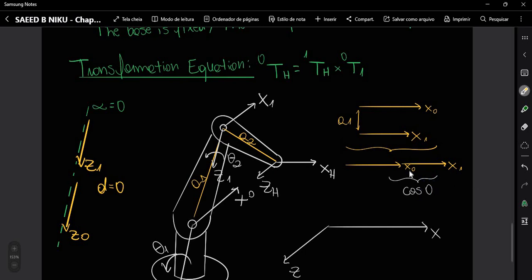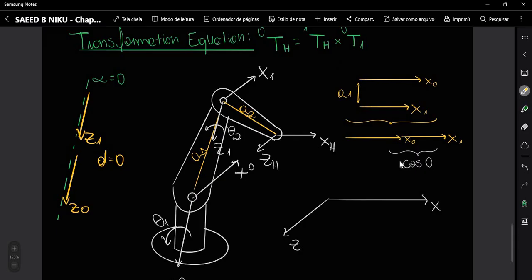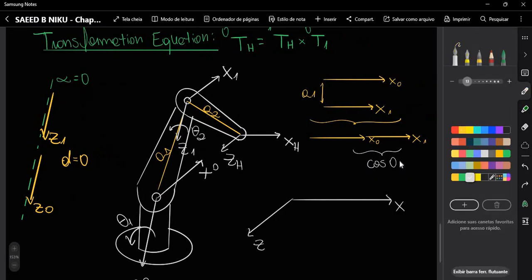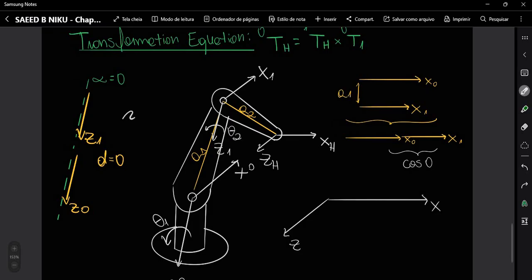Okay, and now we can, so we don't have components also for theta, and now we can substitute on the matrix.